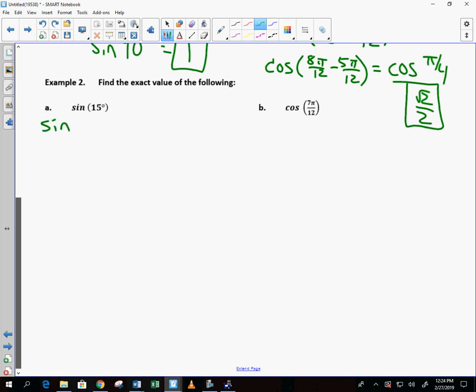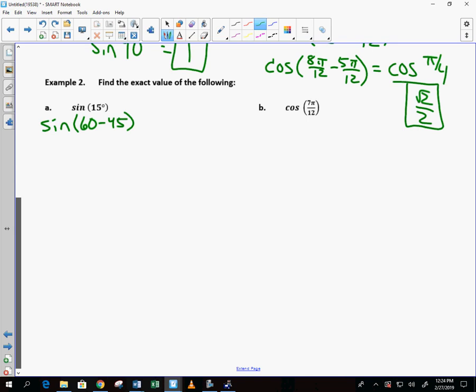Can you think of two angles that come from special right triangles that either add to 15 or subtract to 15? 60 minus 45. You could choose 45 minus 30. You could choose 135 minus 120. You'd choose 150 minus 135. You got lots of options, okay? But they have to come from triangles where you can find those special angles. So, let's expand that so we can find the exact value of sine of 15.